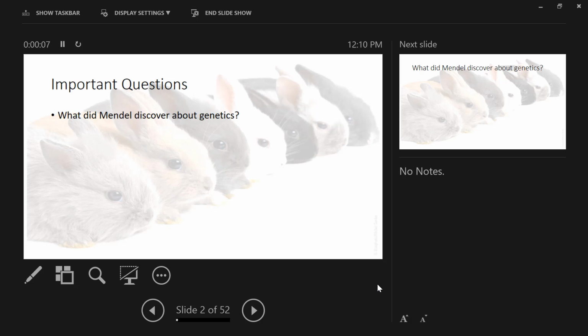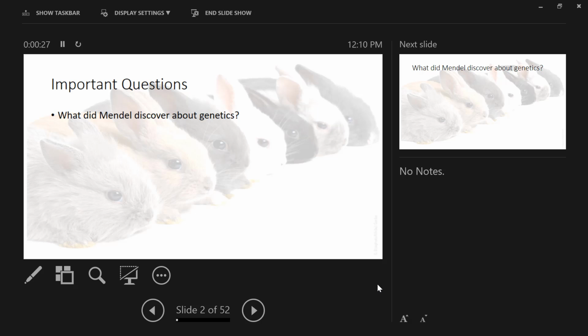Okay. First question we need to deal with. What did Mendel actually discover about genetics? Well, the first thing came from our quiz, and that's what? That blended inheritance is not the correct model of inheritance.